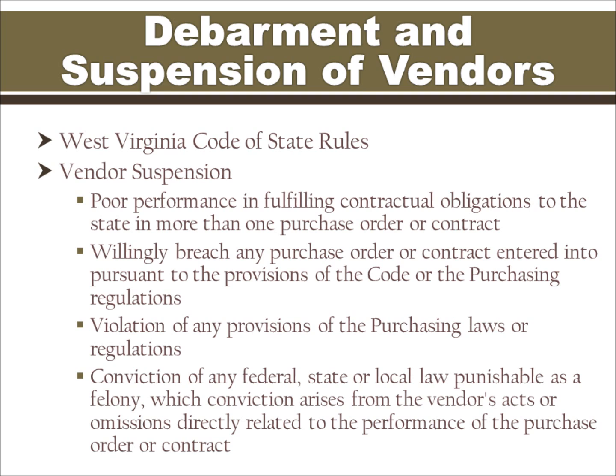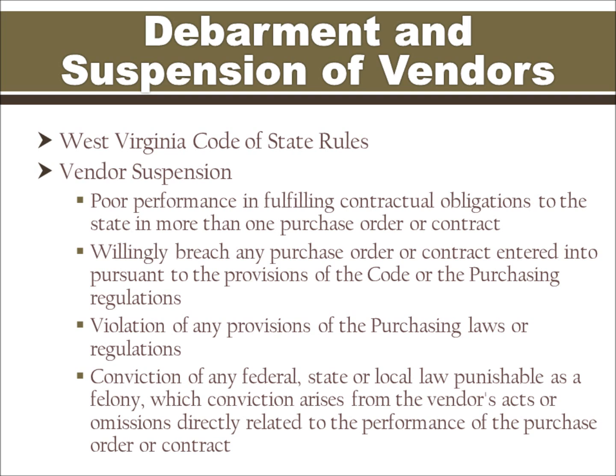A vendor has exhibited poor performance in fulfilling its contractual obligations to the state in more than one purchase order or contract. A vendor has willingly breached any purchase order or contract entered into pursuant to the provisions of the Code or the purchasing regulations. A vendor has violated any provisions of the purchasing laws or regulations, or a vendor has been convicted of any federal, state, or local law punishable as a felony, which conviction arises from the vendor's acts or omissions directly related to the performance of the purchase order or contract.